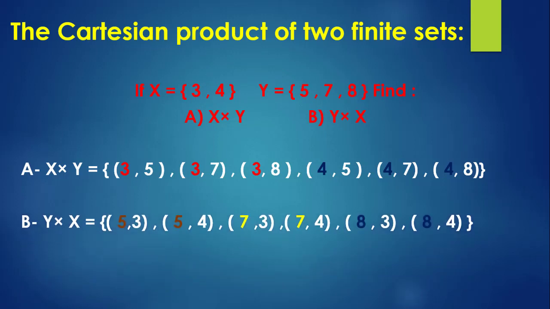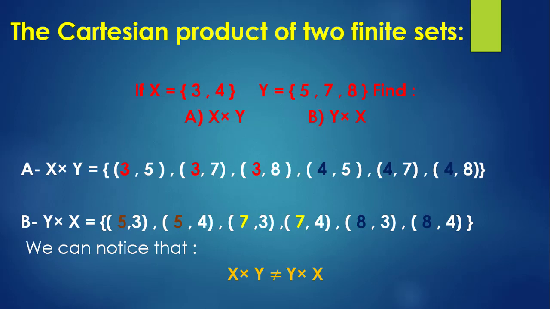As you can notice here, the Cartesian product x by y doesn't equal y by x. They are different. Can you see here, for example, (3, 5), there is no (3, 5) here. (3, 7), there is no (3, 7), and so on. So the Cartesian product x times y doesn't equal y by x.